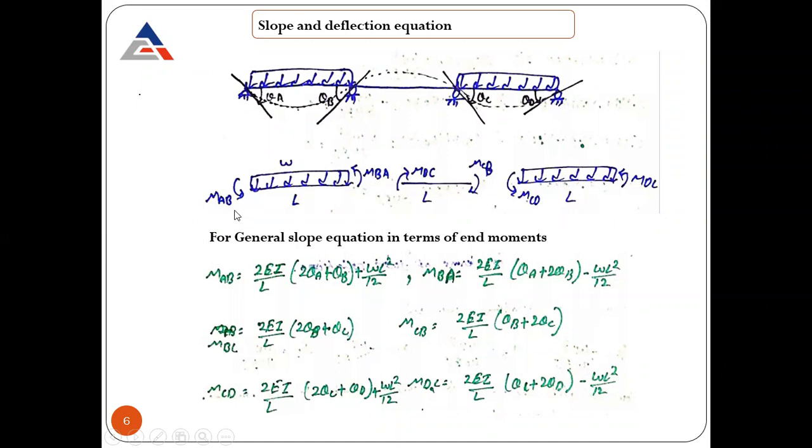So MAB is the moment which is released, that we already saw in the previous slide as well. MBA is the moment which is going to be released at joint B, and there is also an MBC, the moment which is going to be created at this point, and similarly for these two also. So MCD and MDC, these are the moments.